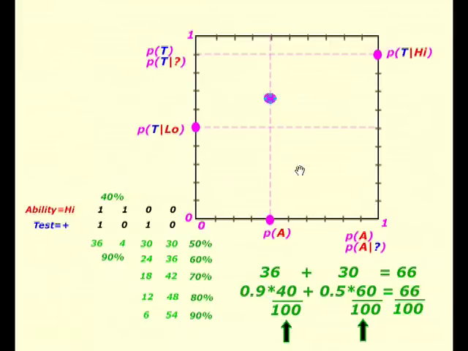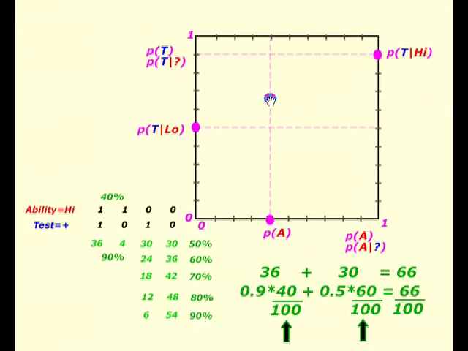And where's it going to lie? Well, it's going to be 60 out of 100 on 0.5, and 40 out of 100 on 0.9, okay? A little bit more towards the 0.5 than it is to the 0.9. It's not quite halfway in between, but a little bit down.